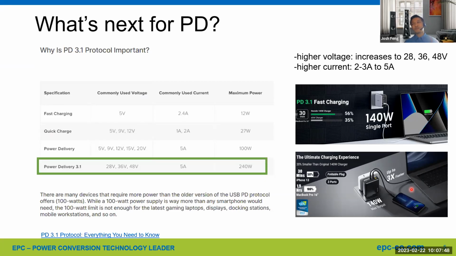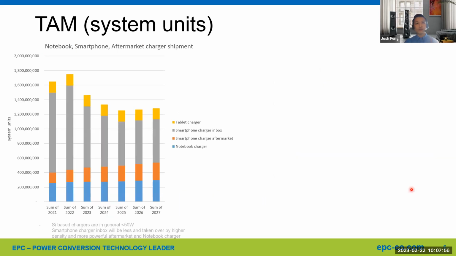Then the next, in terms of market overview, the question is, is there enough market for this PD 3.1? Let me share with you the overall market size. This is not addressing a particular semiconductor device, it's more addressing the system units. If you're just talking about chargers, for example, tablet chargers in a box, smartphone chargers that ship together with a smartphone, or aftermarket chargers together with a notebook charger, the total combined exceeds more than 1 billion system units a year.